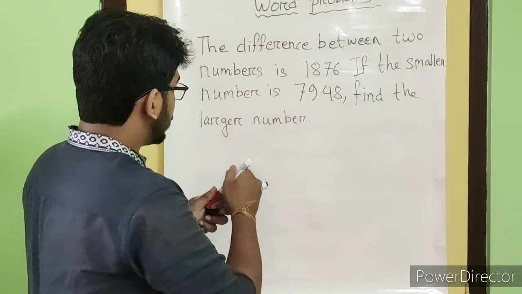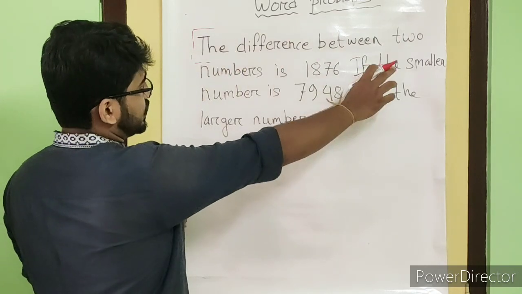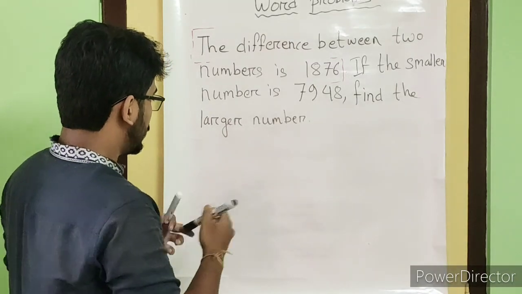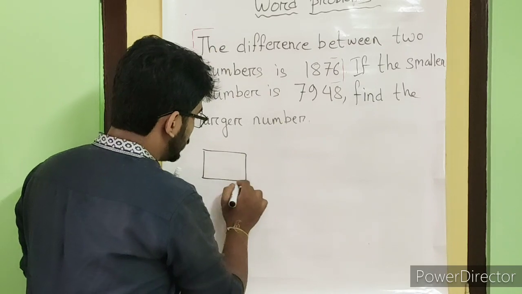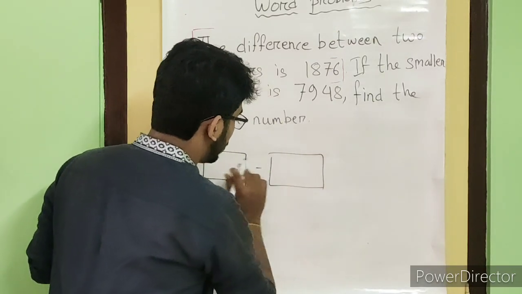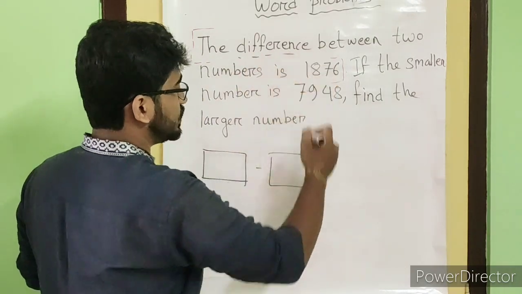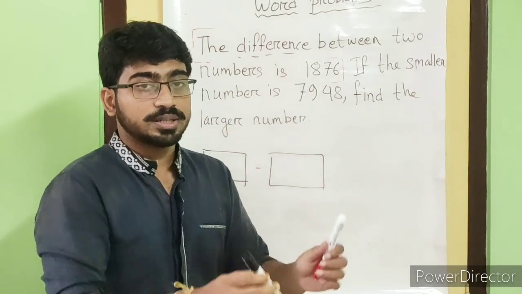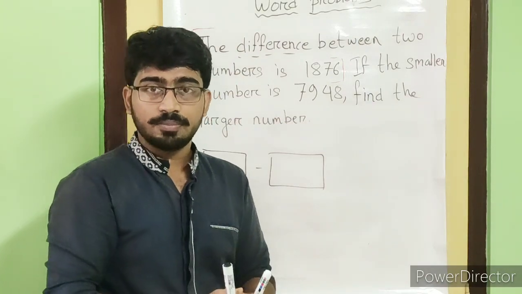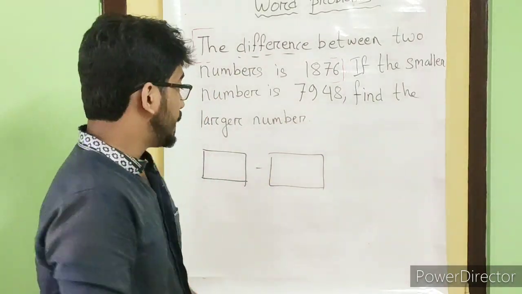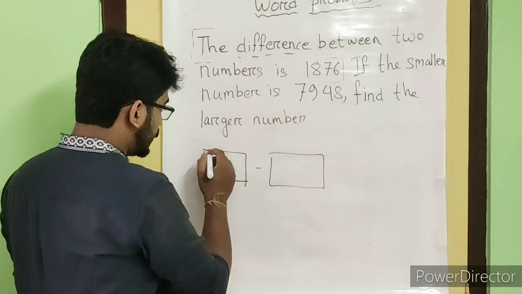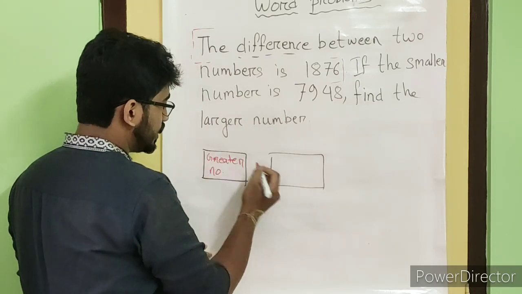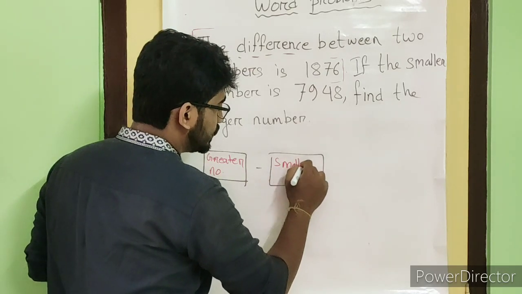So, first we need to understand the information. The difference between two numbers is 1876. The difference between two numbers means, here one number will be here and the second number will be here. So what is the meaning of difference? The meaning of difference is subtraction, the result of subtraction. If we subtract a smaller number from a larger number, then a result comes. That result we will call difference. That means here one larger, or greater, number will be there and here a smaller number will be there.